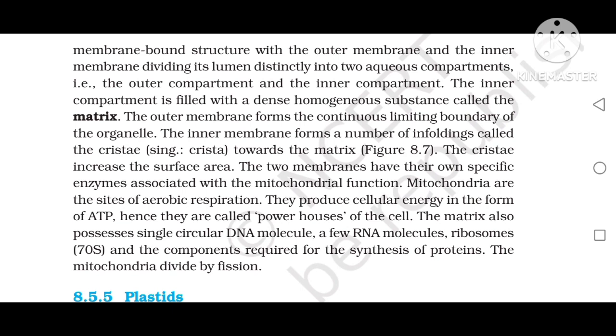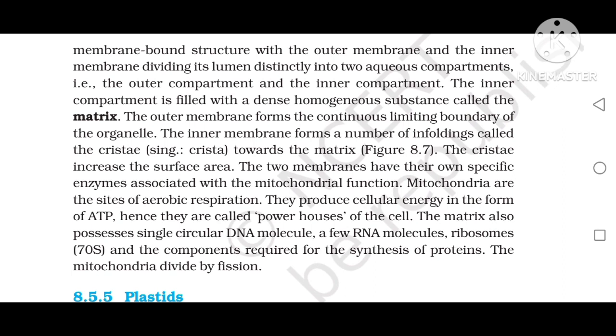The inner membrane forms a number of infoldings called cristae, singular crista, towards the matrix. Figure 8.7. The cristae increase the surface area. The two membranes have their own specific enzymes associated with mitochondrial function. Mitochondria are the site of aerobic respiration. They produce cellular energy in the form of ATP, hence they are called the powerhouse of the cell.